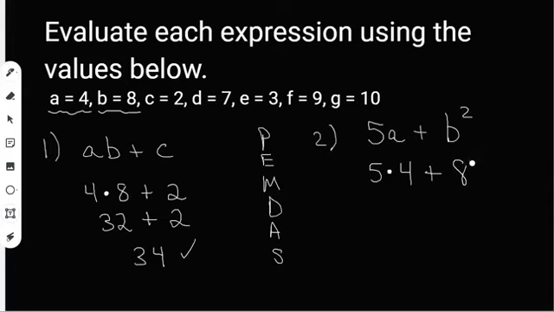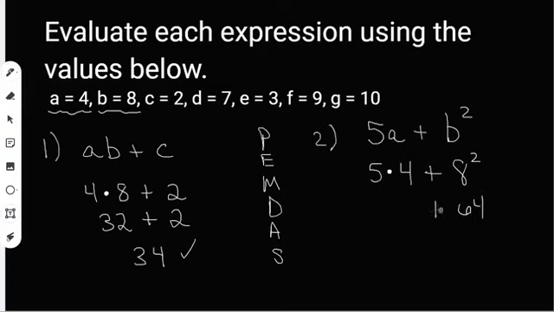B is going to be 8, so this is going to be 8 squared. And now I do the order of operations. So I've got 5 times 4, that's multiplication, but I've got 8 squared, which is an exponent. So I'm going to do the exponents first. I know that 8 squared is 8 times 8. That's going to give me 64.